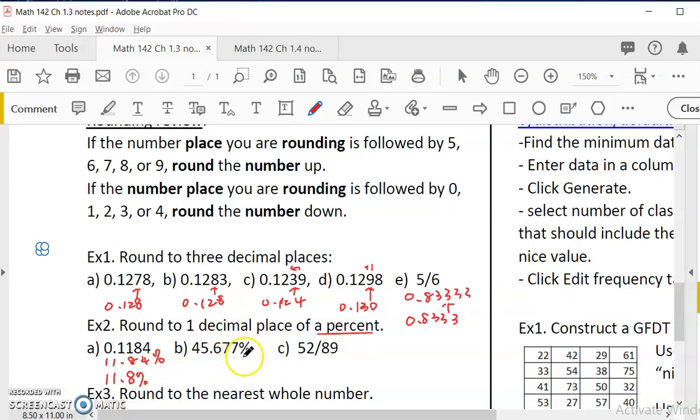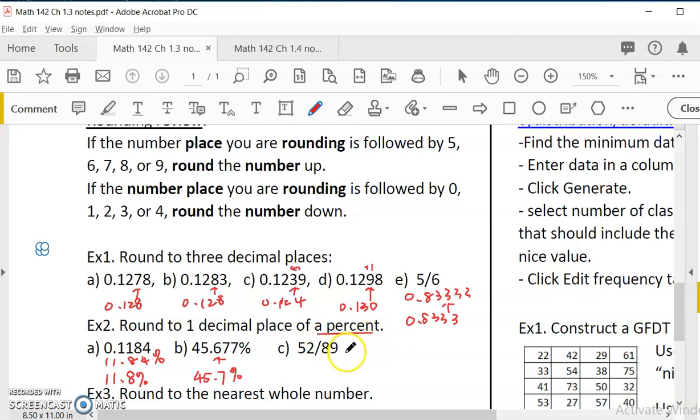Similarly, this is already a percent, so I don't need to do anything. So I just want to do 1 decimal place. So that will be 45 point. Should I add 1 to 6? Yes, because 7 is greater than 5. 45.7%.